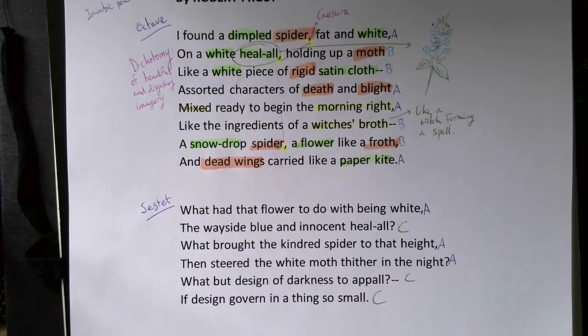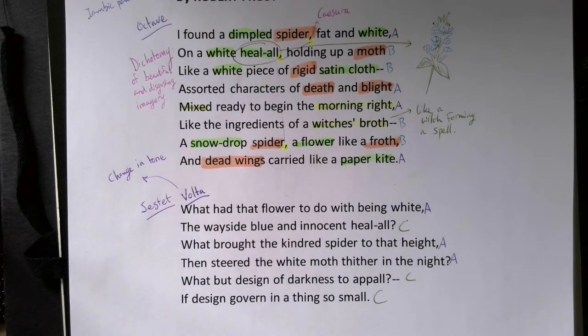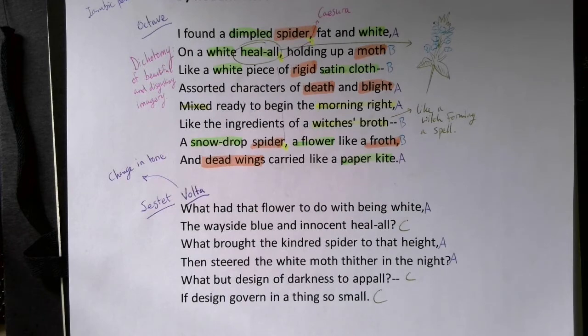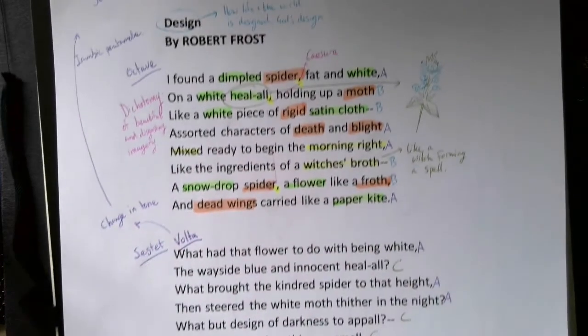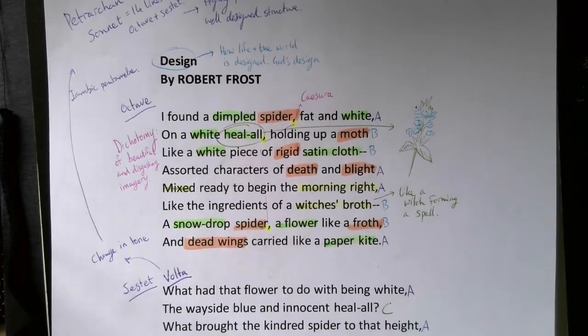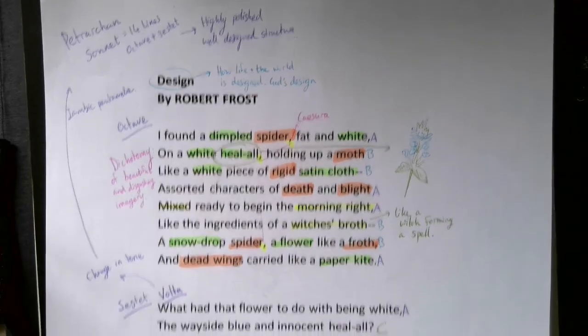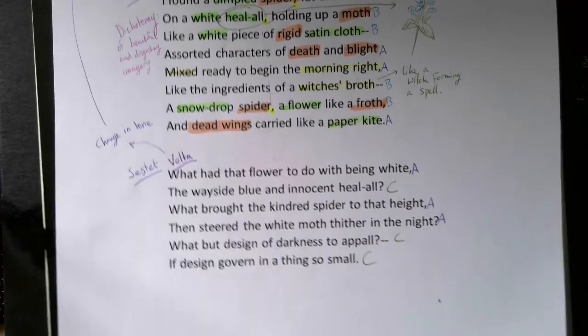Moving down to the next stanza, we see a Volta, and this is a change in tone. He's no longer talking about this moth being stuck in a spider's web on a flower. He's in fact talking about life itself. The Volta here at the sestet is again a quintessential example of a Petrarchan sonnet, so he's adhering still to the structure or design.